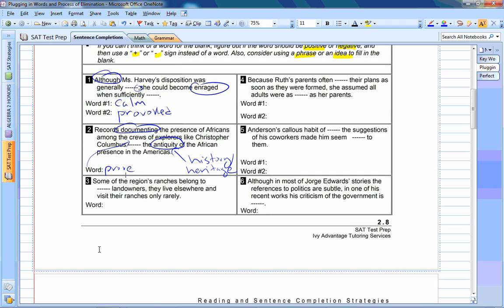Some of the reasons ranches belong to blank landowners, they live elsewhere and visit the ranch only rarely. So you see a comma, but we don't see a negative flow word, so we're expecting a cause and effect situation here. So in this case, we want a word, because they live elsewhere and visit rarely, that represents someone who is not there often.